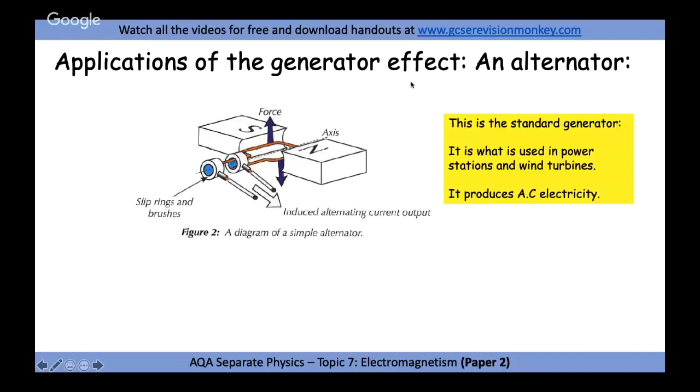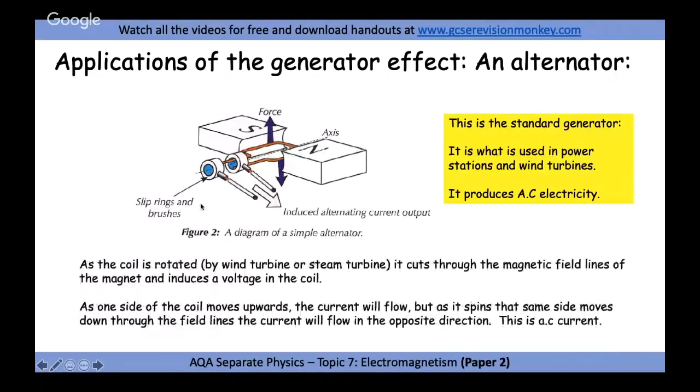Now, the standard generator, the alternator, produces AC current. It just has slip rings and brushes. It doesn't have the split ring commutator. So as the coil is rotated by whatever's powering it, steam passing through the blades of a turbine, or a wind turbine, this coil is going to cut through the magnetic field lines of the magnet, and it's going to induce a voltage in that coil.